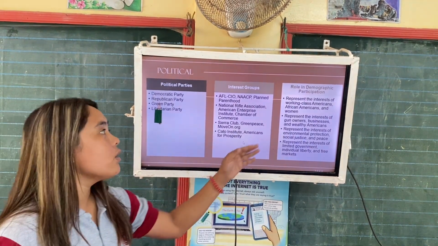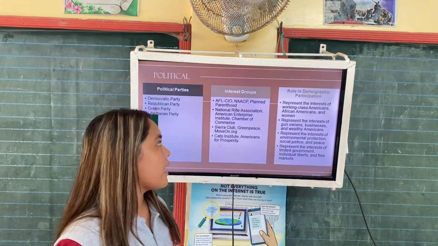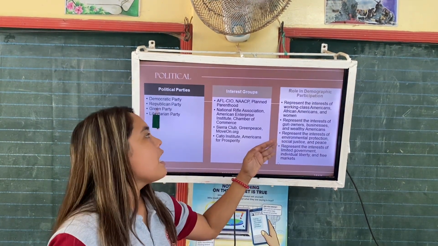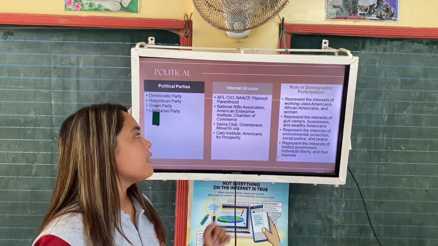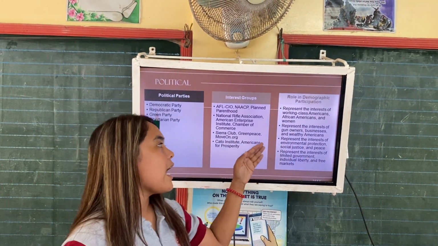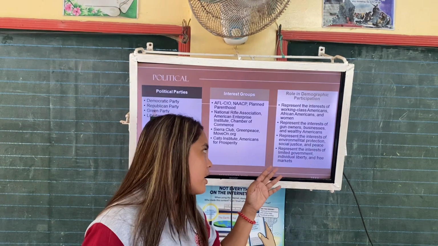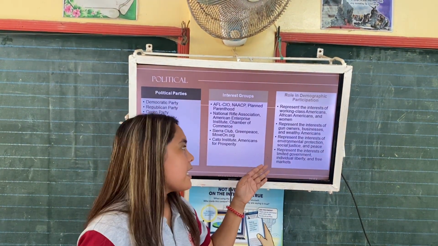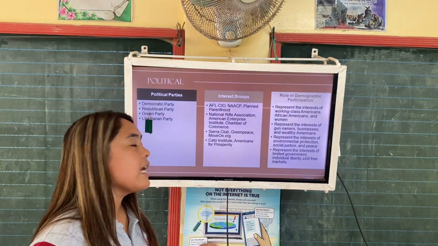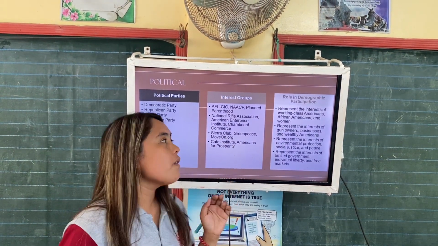And then the role in demographic participation. So the role in the demographic participation of the USA, first, they represent the interests of working class Americans, African Americans, and women. And the second, they represent the interests of gun owners, businesses, and wealthy Americans. Next, they represent the interests of environmental protection, social justice, and peace. And last, they represent the interests of limited government, individual liberty, and free market. So those are the roles in demographic participation of the USA.